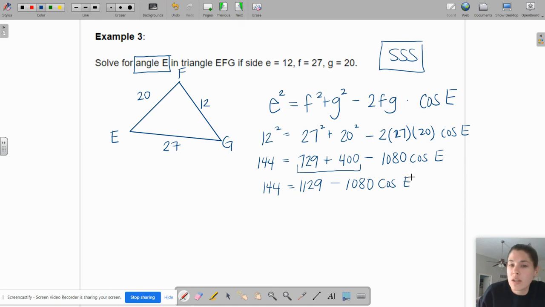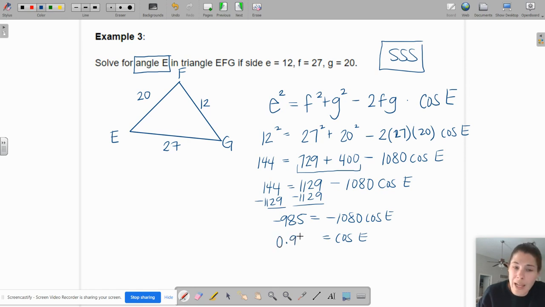My goal is to get the cosine of E isolated, so I'm going to subtract the 1129 from both sides. So 144 minus 1129, that's negative 985 equals negative 1080 times the cosine of E. Dividing both sides by negative 1080 to get the cosine of E by itself, I get a decimal. I'm going to round it here, but not in my calculator. It's about 0.912.